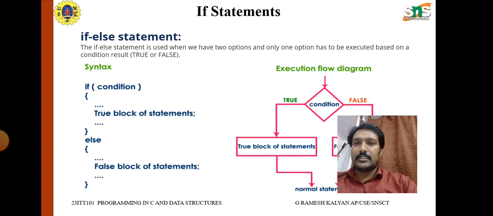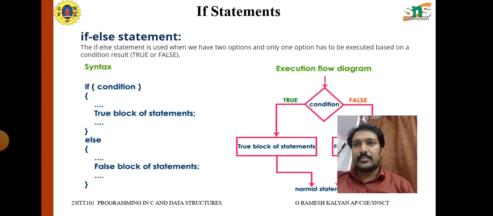Next is the if else statement. We have the if condition with the true block of statements, then the else part. If the condition is true, the block of code in if is executed. If the condition is false, the false block of statements is executed. As we can see in the execution flow diagram on the right side, we give a condition. If it is true, the true block of statements is executed, then the output is displayed. If it is false, then the false block of statements is executed.